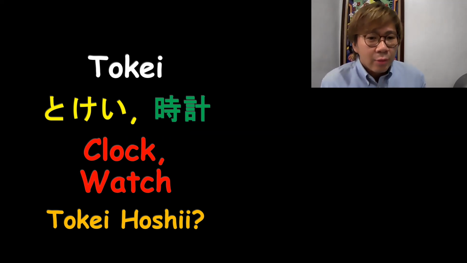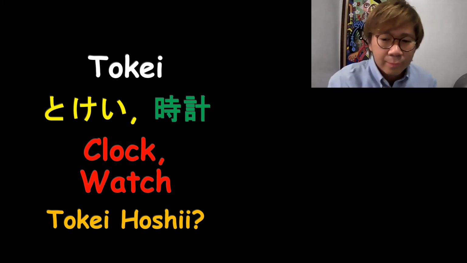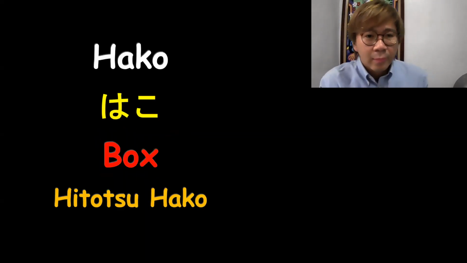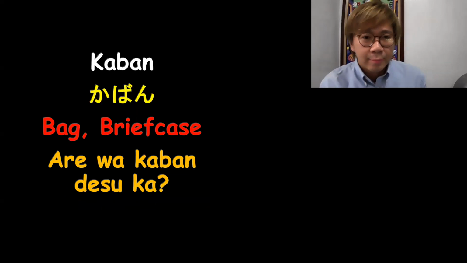Tokei. Tokei. So, the tokei that we're referring here is any clock, no? So, sa English kasi we have the wall clock, the wrist clock. So, this is a collective or generic name for tokei or watch. So tokei ga hoshii. So do you like watch? Hako, box. Hitotsu hako, one box. So that's it. Okay, next.